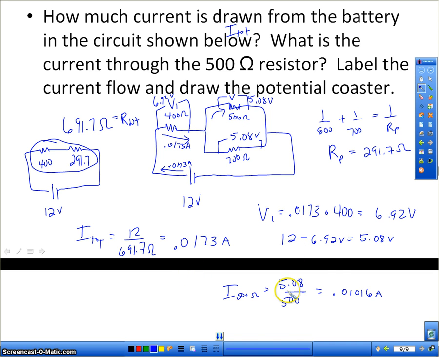Okay, so that's how we work this particular problem. There's a couple of different ways you could have done it. You could have, for example, done the current 0.0173 amps times the 291, and that would have gotten you also the 5.08. So you can do it a couple of different ways, but this is the way I chose.